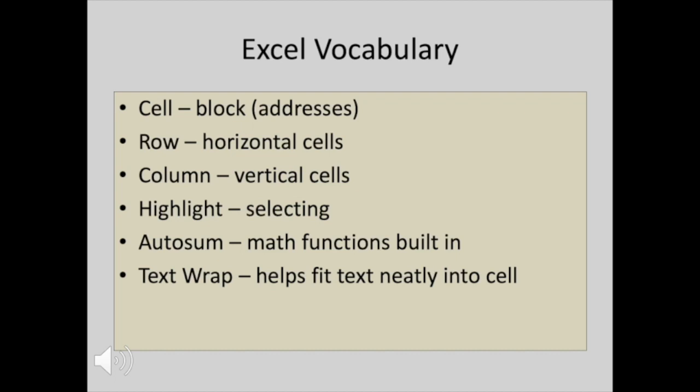Cell. A cell is a block that exists in the rows and columns, which are labeled with letters and numbers. It is like their address for locating data quickly. A row is the horizontal cells, while the column is the vertical cells. When you hear the term highlight when it comes to spreadsheets, it's about selecting either a cell or multiple cells. AutoSum is the math functions built in. It allows sums, averages, and additional functions. And then there's also text wrap, which helps fit text neatly into cells.